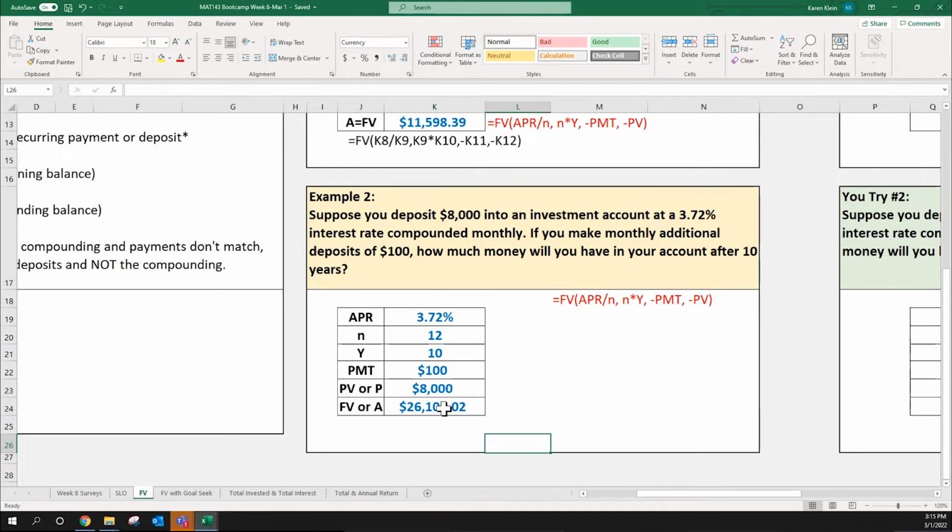So you'll notice that I have a significant increase in the amount of money in my account. By adding in that $100 a month, after 10 years, I'm now up to $26,108.02.